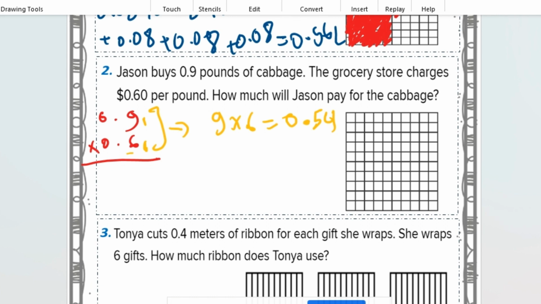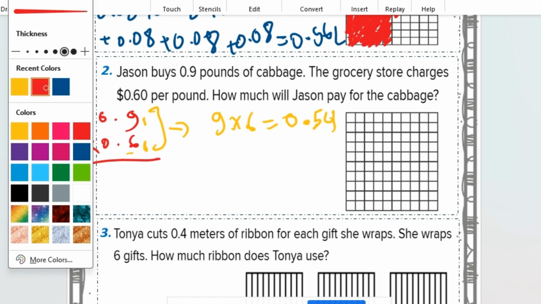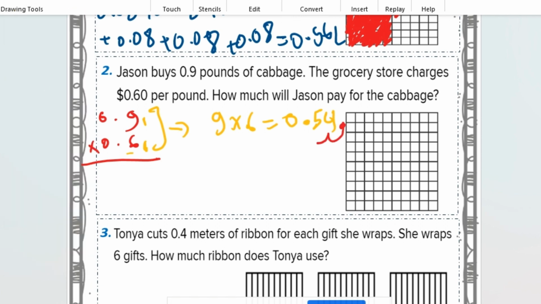The product is 0.54. Again, we multiply as if the decimal point does not exist. So 9 times 6 is 54. Then we count the number of digits after the decimal point. Here is 1, here is 1, so we have 2 digits after the decimal point. So we move the decimal point 2 units to the left. If we have 3 digits, we move it 3 units to the left. If we have 4, we move 4, and so on.